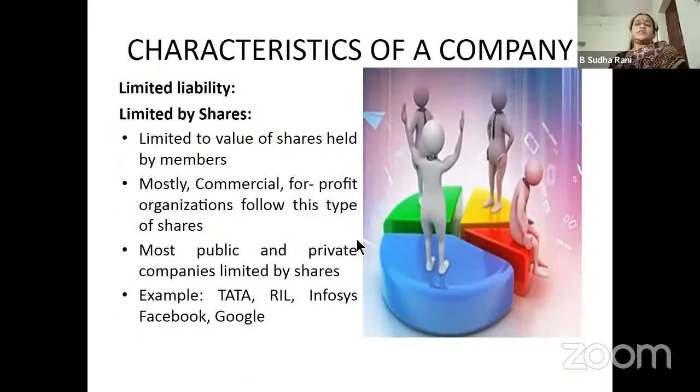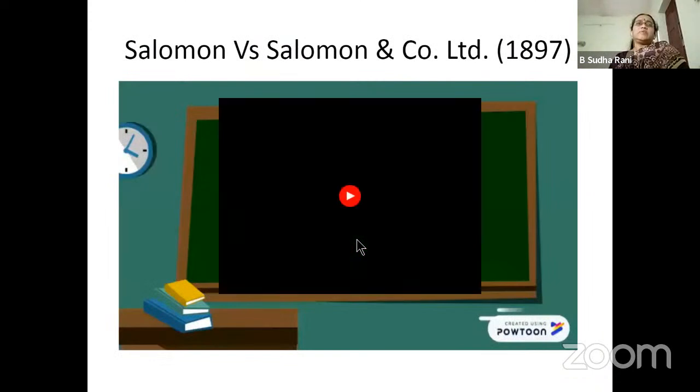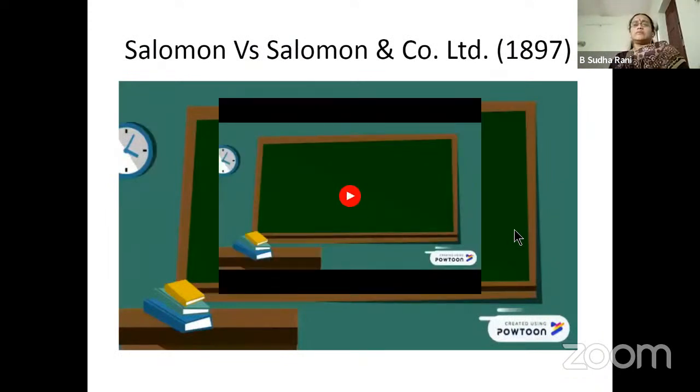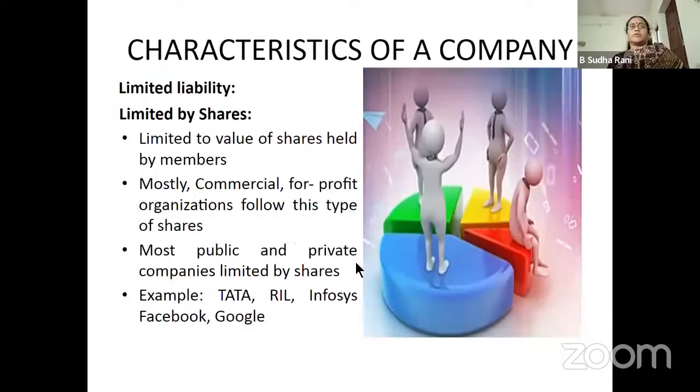So the next one is limited liability. Limited liability is another characteristic of joint stock companies. That is, the liability of the members is limited. Whatever you invest in the company, your liability is limited to that extent only. If a company goes into losses, whatever you invested, that much only you will lose, not beyond that.